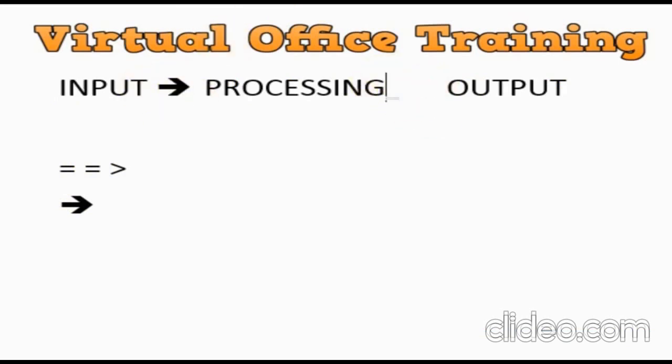Just type here double equals and greater than sign. That's how you can quickly insert an arrow sign in Microsoft Word.